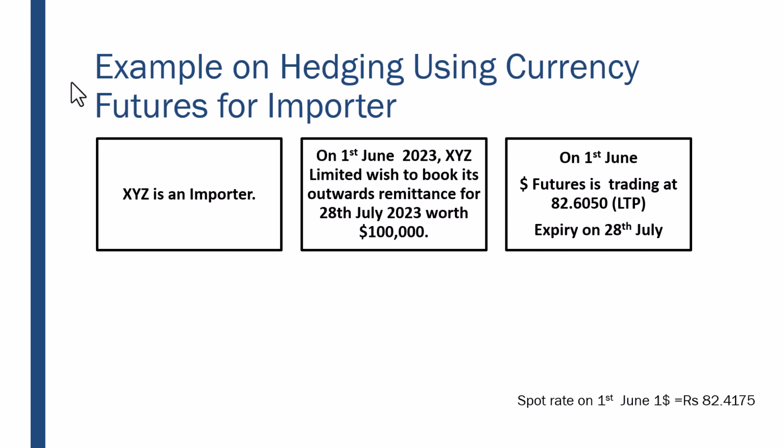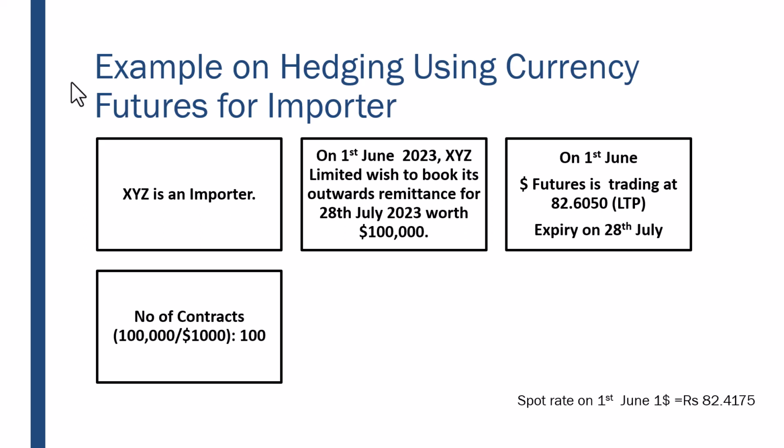Now, when you have to make the payment on 20th of July, it is coinciding with your payment day. Fine. Even if it doesn't coincide, doesn't matter, but you have chosen the month in which you are going to make the payment. Okay. But I just kept it so that it becomes very simple. So expiry is on 28th of July. Okay. And the dollar is trading at 82.6050. Okay. Fine.